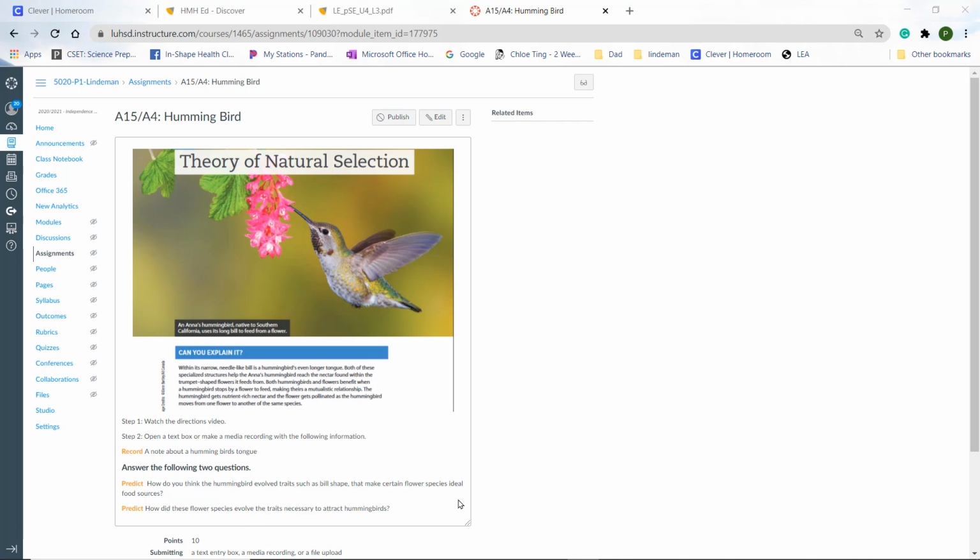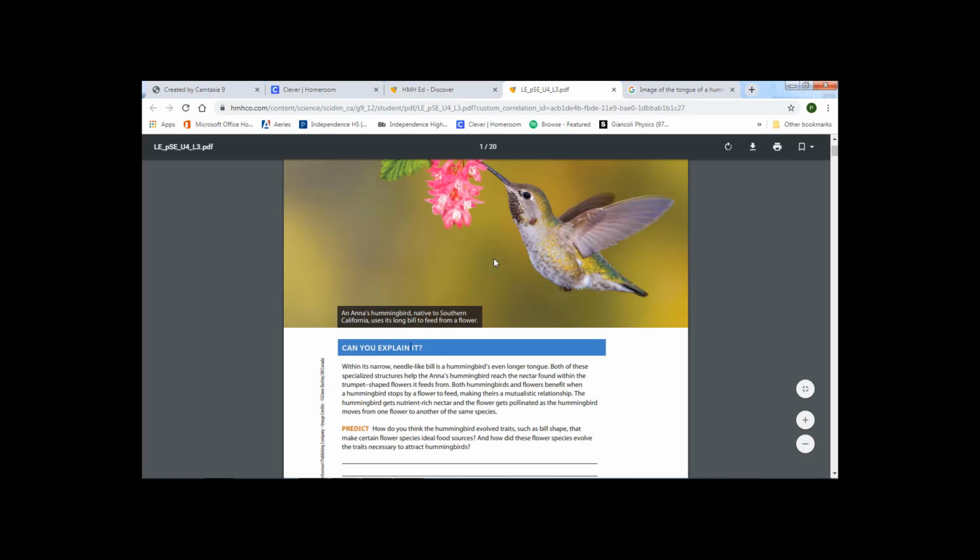These are predict questions, so these are your thoughts on how this is happening. You don't necessarily have to know how it's happening. That's what other activities will be for. So let's get started. Within its narrow, bill-like structure is a hummingbird's even longer tongue.